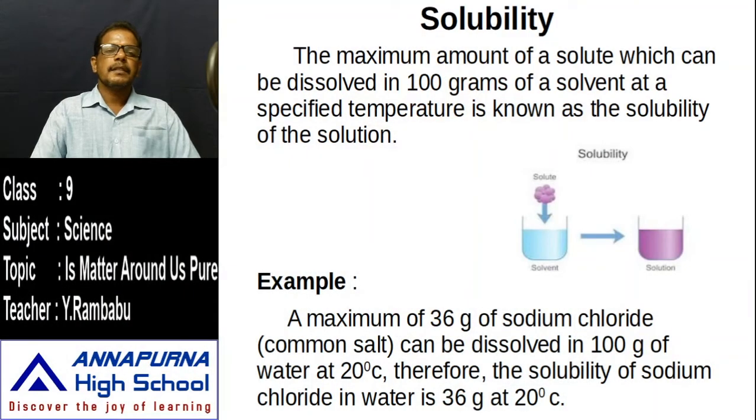In the previous class, we have learned about concentration. Today we are going to learn about solubility. Solubility means the maximum amount of solute which can be dissolved in 100 grams of a solvent at a specific temperature is known as the solubility of the solution.